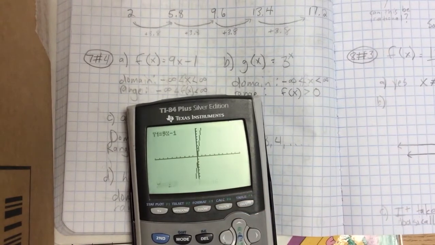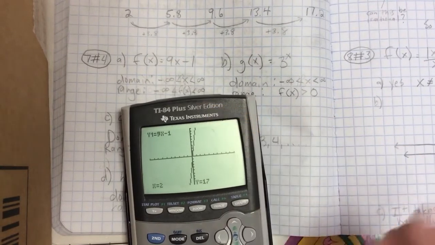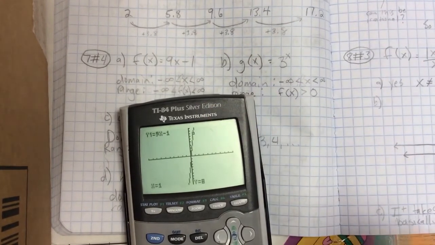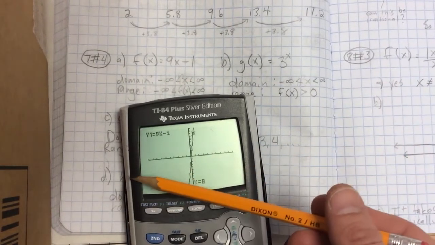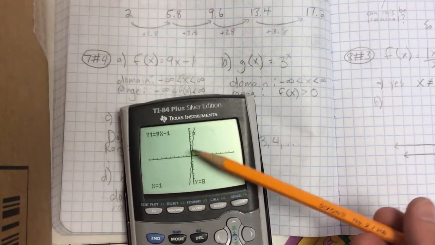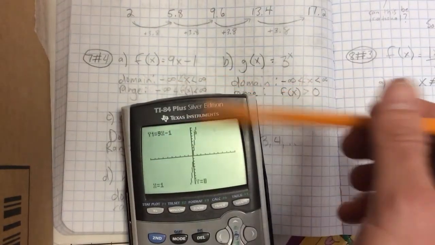We could put in 2, hit enter. That's going to tell us we are at 17 up high here. We could put in 1, hit enter. In fact, we can put in anything. We could put in 100, we could put in -100, we could put in 0.1, we could put in -4. So the domain is, the x values could be -infinity to infinity.